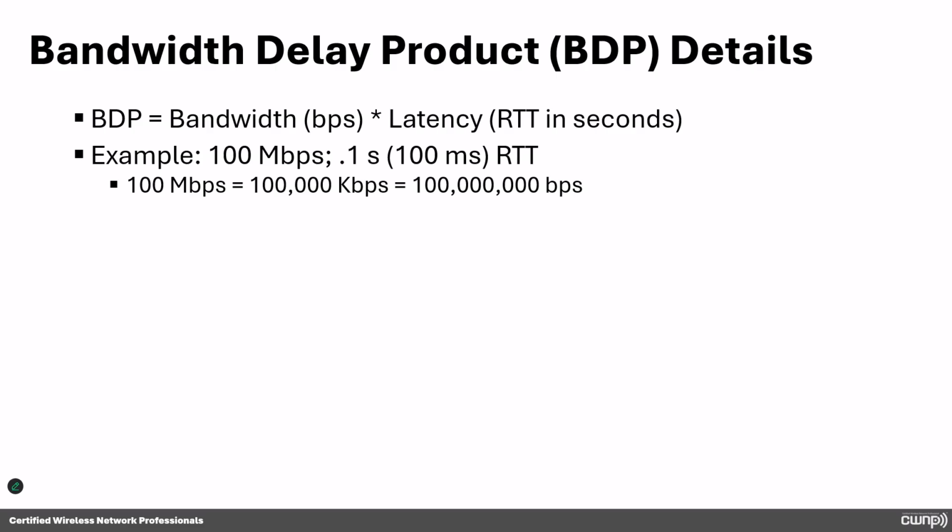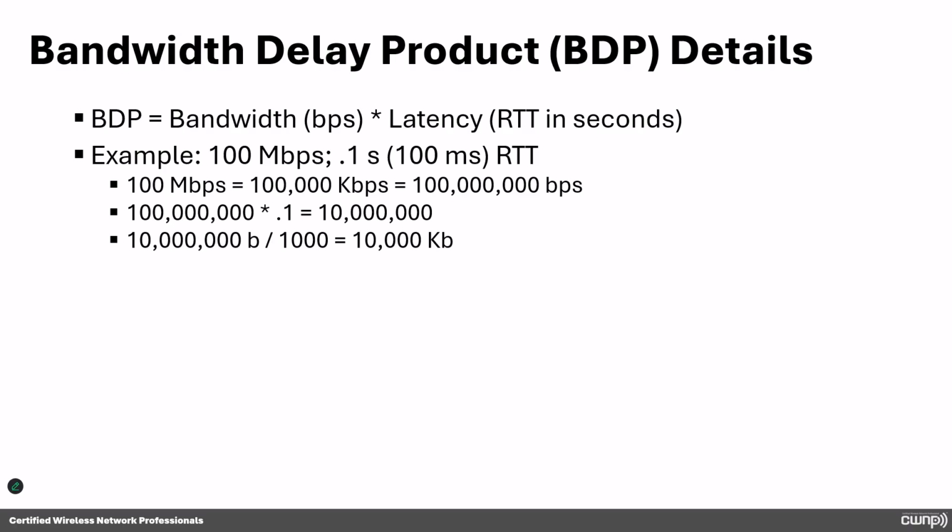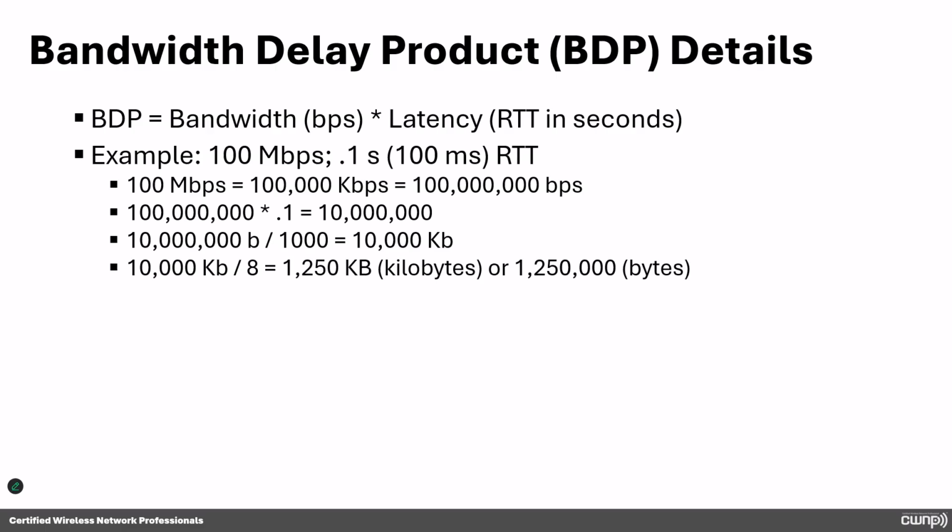Then what that gives us is 100 megabits per second, or 100,000 kilobits per second, or 100 million bits per second. 100 million bits per second times 0.1 is 10 million bits per second. 10 million bits per second divided by 1,000 is 10,000 kilobits per second. 10,000 kilobits per second divided by 8 is 1,250 kilobytes per second, or 1,250,000 bytes. So in other words, our bandwidth delay product is 1,250 kilobytes per second.